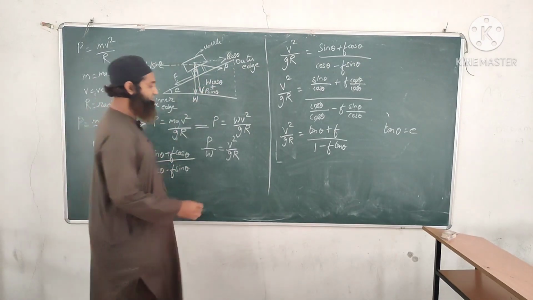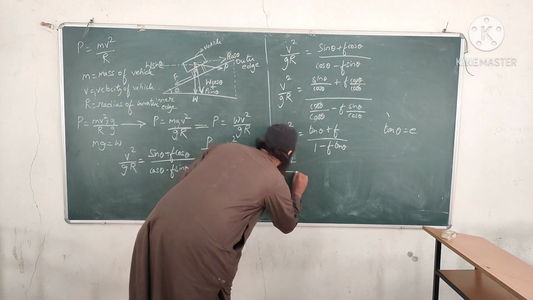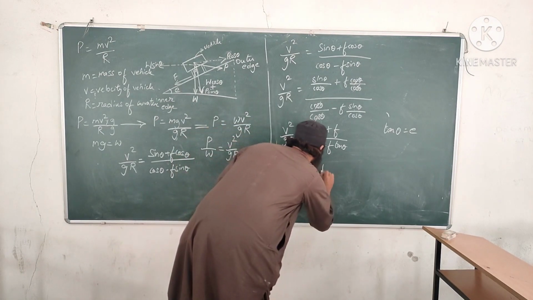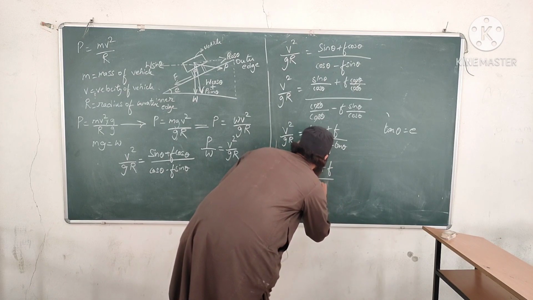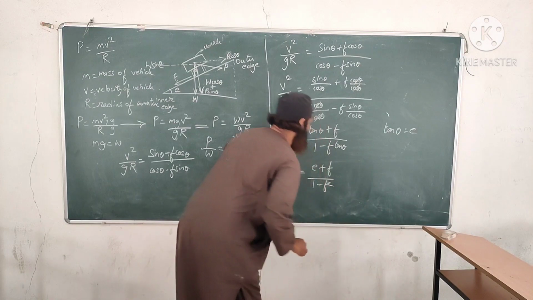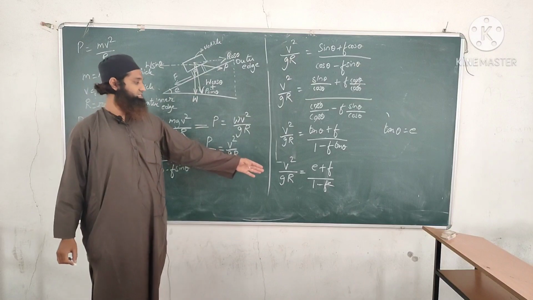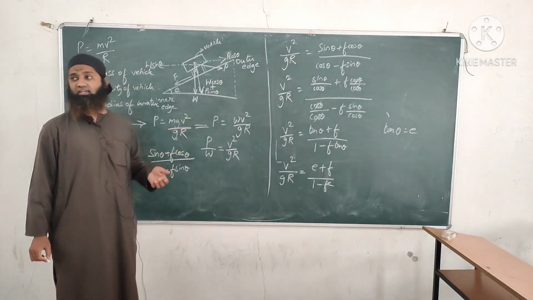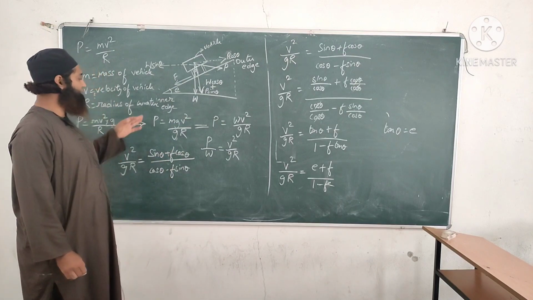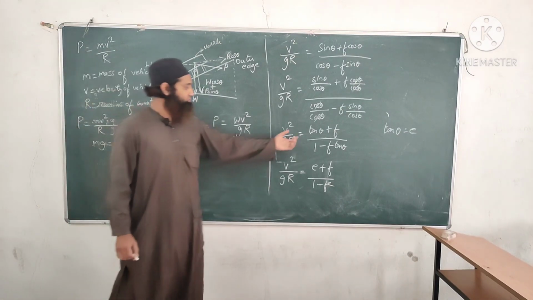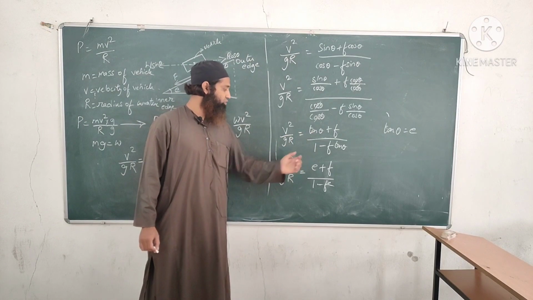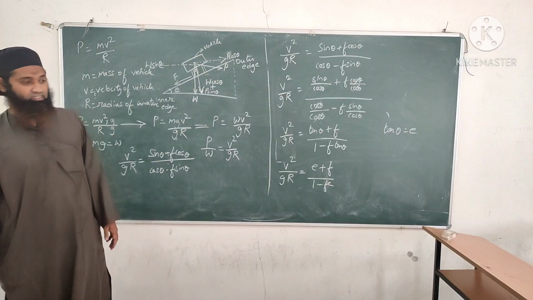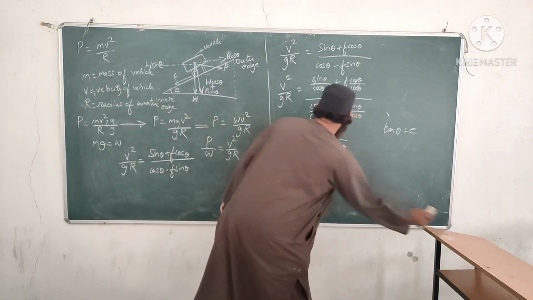Tan theta is equal to E. I'll substitute it here. So v square by gr is equal to E plus F by 1 minus FE. I am taking tan theta, that is the angle of super elevation, as E, and just substituting here. V square by gr is equal to E plus F by 1 minus FE. Let us simplify it more further.